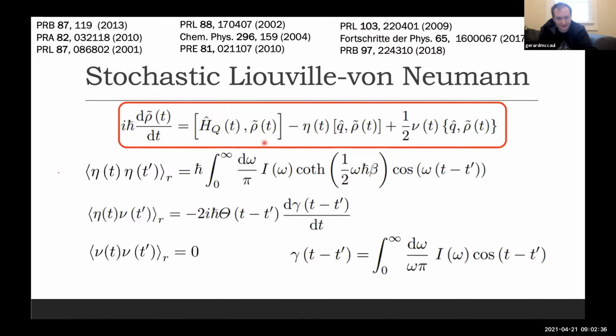So first of all, the thing to notice is that this is an equation which is stochastic in its nature. You have two noises in it, eta and nu. And it's to describe the density matrix of an open system interacting with some kind of environment. And it can be derived exactly using influence functionals. Now, the point about this is that you only get the real density matrix after averaging over these noises.